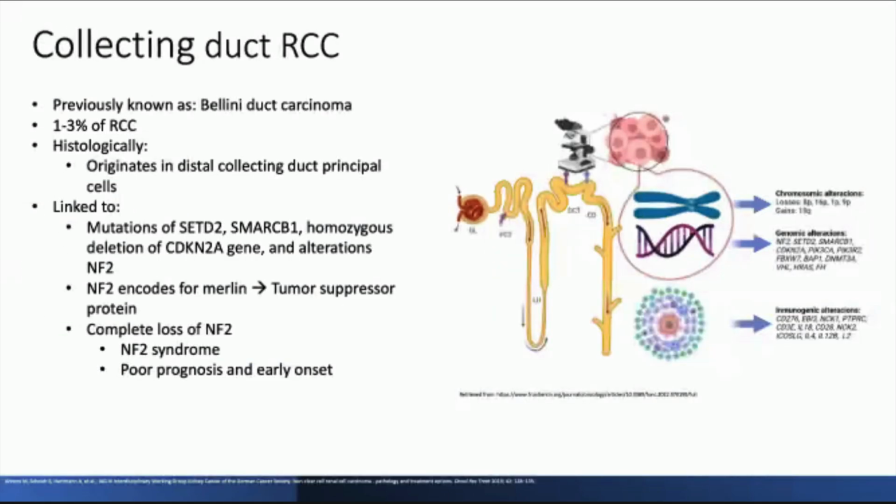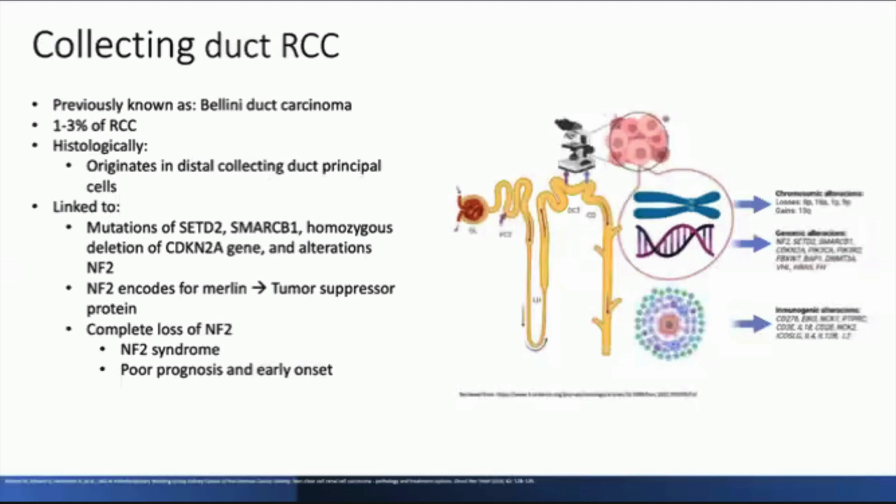The next category we'll talk about is collecting duct RCC, which was previously known as Bellini duct carcinoma. It accounts for about 1 to 3% of RCCs, and histologically, it originates in the distal collecting principal cells. It was previously found to be related to mutations involving several genes like the SETD2 gene or the SMARCB1 gene that we just talked about on the previous slide.